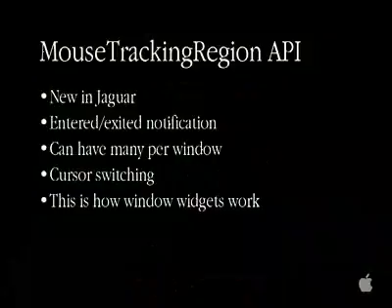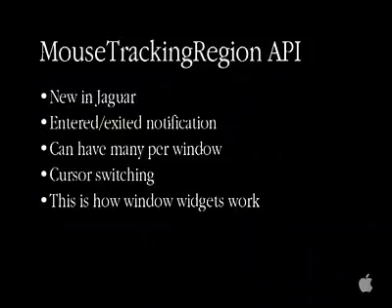In addition, there's a new mouse tracking region API. This is new in Jaguar. This is as a replacement for the mouse region parameter in waitNextEvent. The advantages of this are using the mouse region parameter in waitNextEvent limited you to one mouse region per application. While using the mouse tracking region API, you can have many regions per window that you want to track.